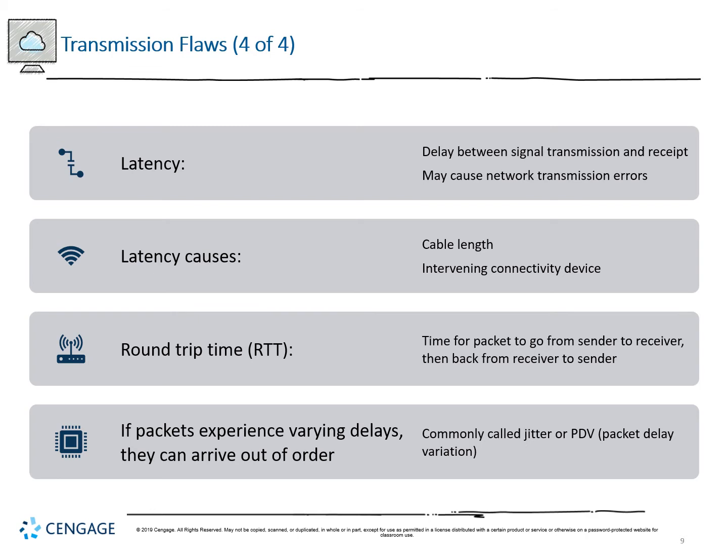If packets experience varying delays, they can arrive out of order, producing what's called packet delay variation, or jitter. So whenever you hear a signal that sounds kind of scrambled, almost kind of underwaterish, with an electronic distortion, that's traditionally what we call jitter.